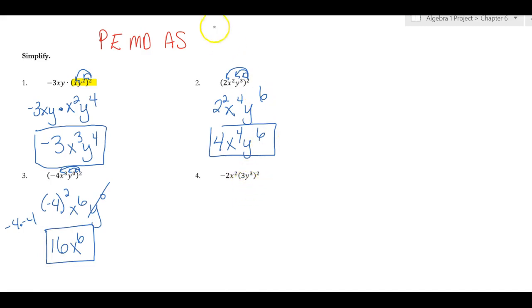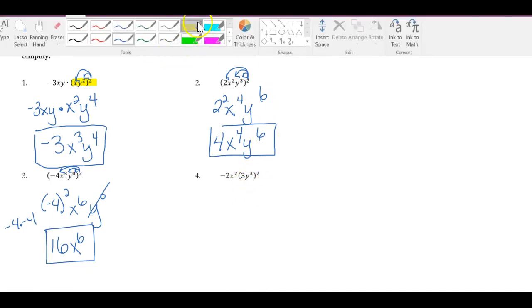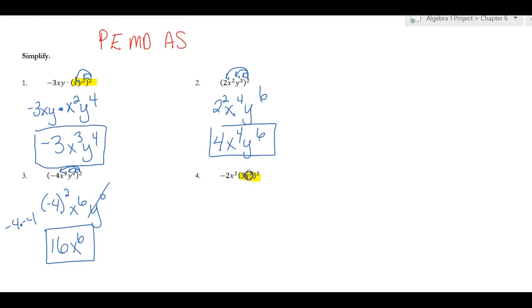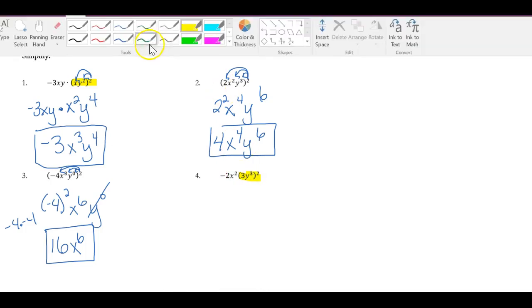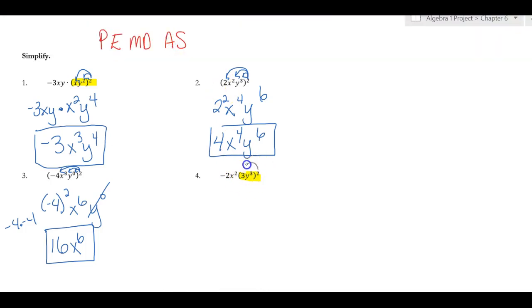All right, next one, you should have done this first part, the exponent first. And so, when you do that, you get 3 squared and y to the 6th, and then I'm going to bring down everything else. 3 squared is 9, and 9 times negative 2 is negative 18, and then x squared y to the 6th.